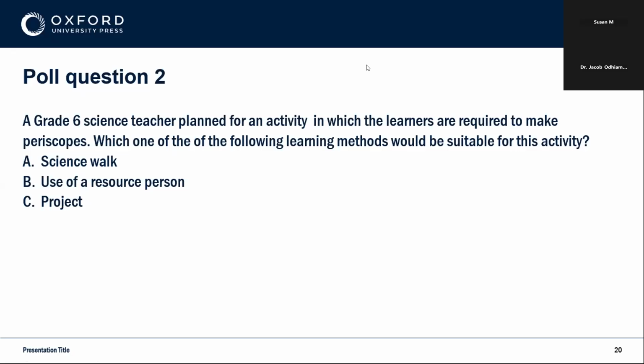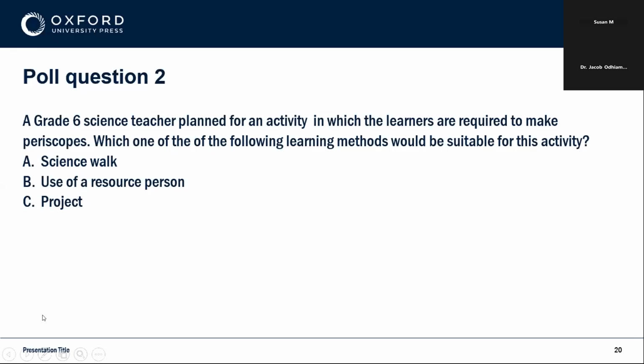Could be living things, or maybe a structure like a building. They want to see a building with ventilations. So this one would not be suitable. Using a resource person, this one the teacher can handle. The teacher can handle himself or herself. You don't need a resource person to make a periscope.